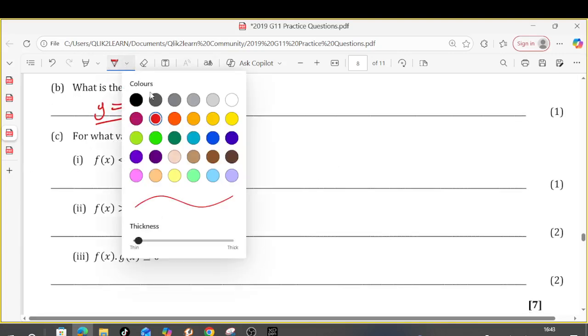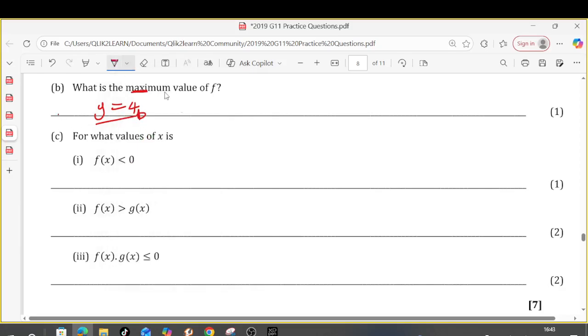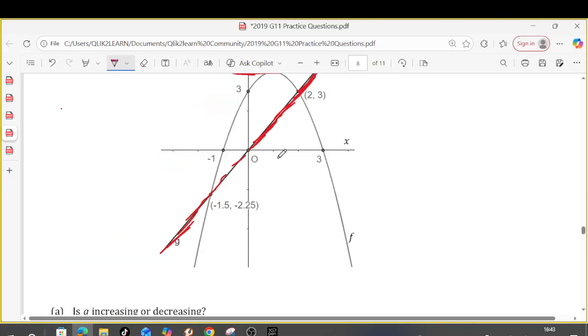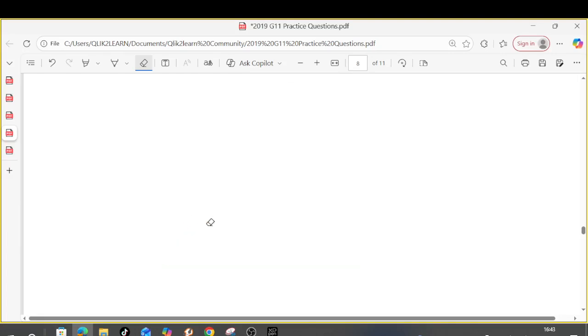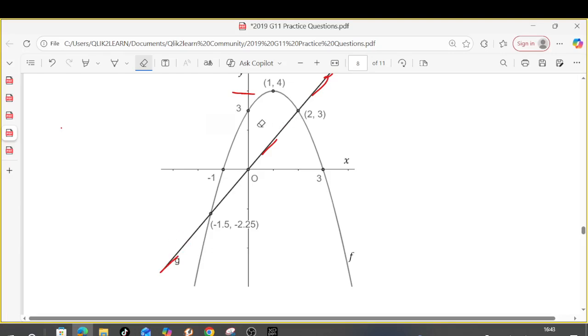For what values of x is f(x) less than 0? They are asking where is y less than 0. Where is f(x) negative? Let us check the y values where this is negative, but we're going to give them the x values. Let me explain this now. Please just pay attention there.